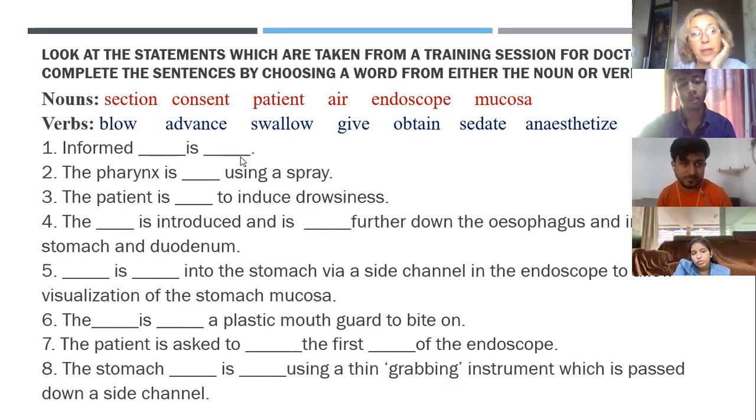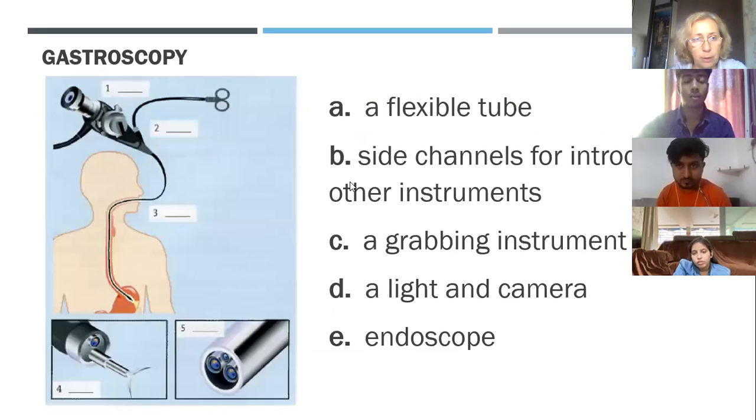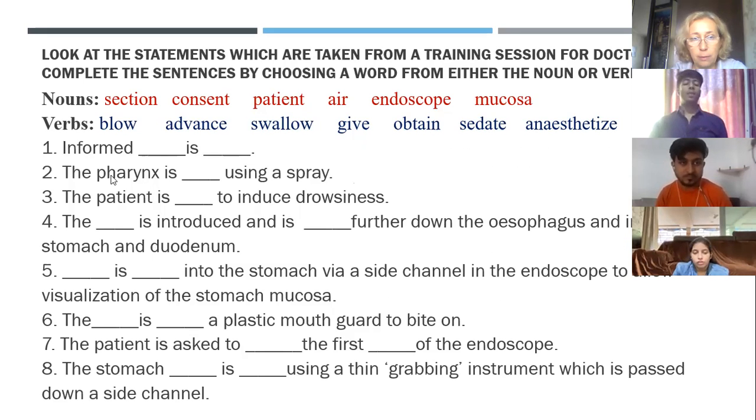If we speak about the first step in the gastroscopy procedure, informed patient is anesthetized, informed patient is sedated. If we say informed consent, which verb should we use here? Informed consent is obtained. Yes, obtained. Informed consent is obtained. Let us just take this one because this is the first step.